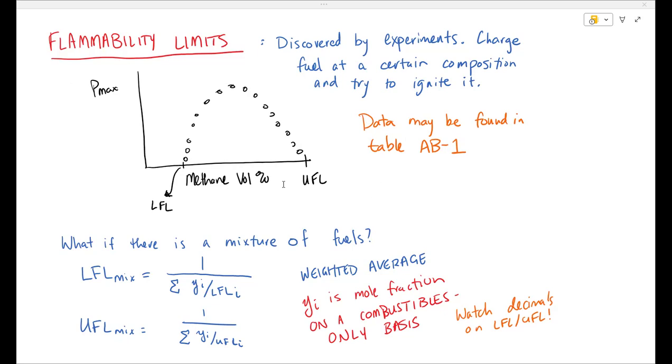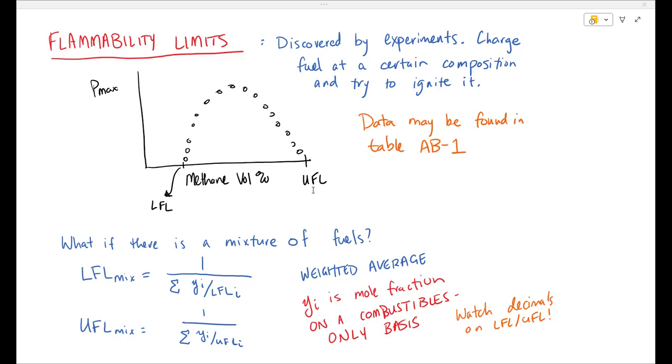Oh, and before I move on, I should also say the LFL and the UFL are defined for the fuel being mixed with air. And for this class, just as in MEB, I will specifically constrain: when I say air, I mean a mixture of 79% nitrogen, 21% oxygen. So if I have a mixture of fuel and air, it doesn't necessarily mean I have 79% nitrogen, 21% oxygen. It just means that the proportion of nitrogen to oxygen is always 3.76, which is 0.79 divided by 0.21.